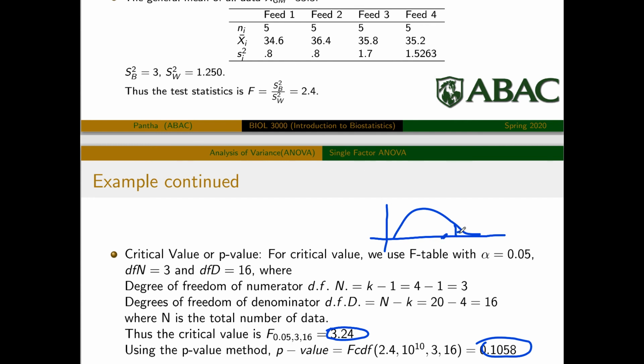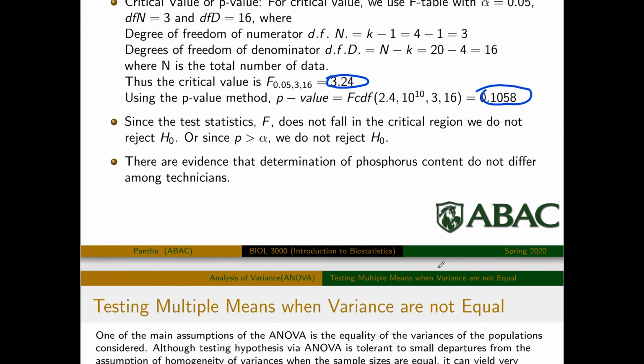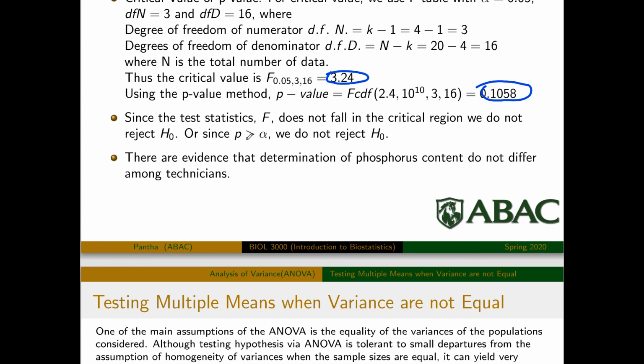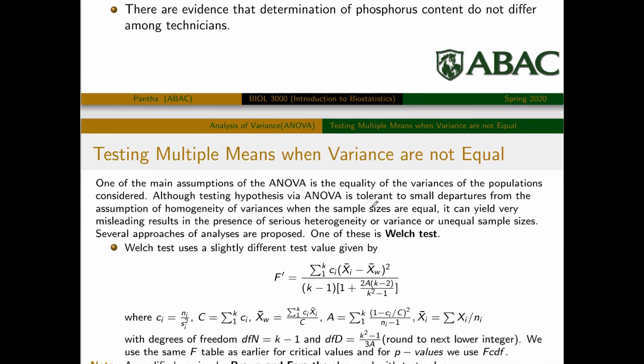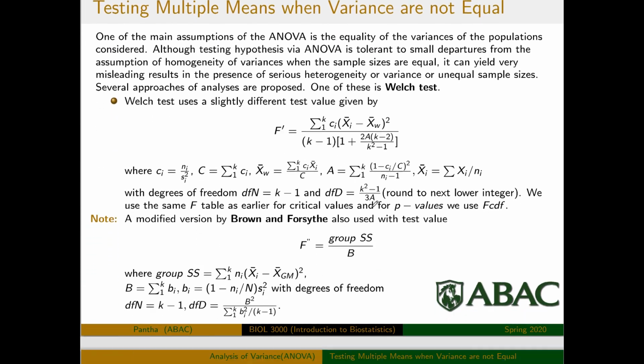So this is the rejection region, right? But your test value falls here, so we do not reject the null hypothesis. Or the p-value is greater than alpha, so we do not reject the null hypothesis. So we can say that there is evidence that determinations of the phosphorus content do not differ among the technicians, meaning all the means are basically equal.